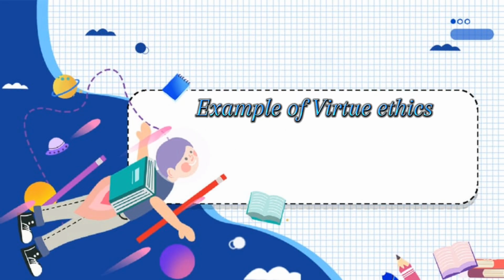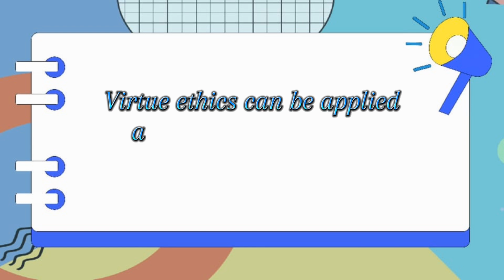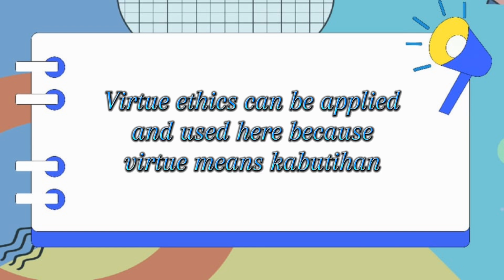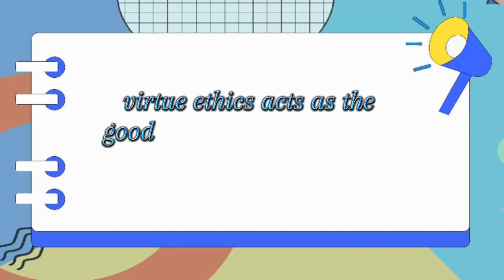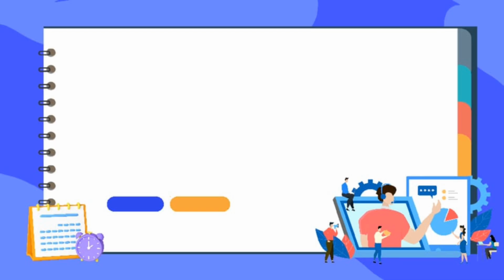The example of virtue ethics is choosing a good decision over a bad one. For example, there's an old woman who needs to cross the road and you have to choose between good or bad, whether you will help her or not. Virtue ethics can be applied here because virtue means kabutihan. Virtue ethics is the goodness of one's character that shows virtues in its actions.